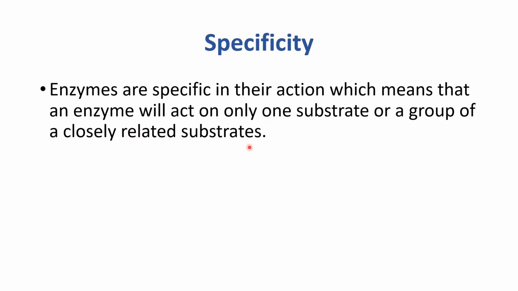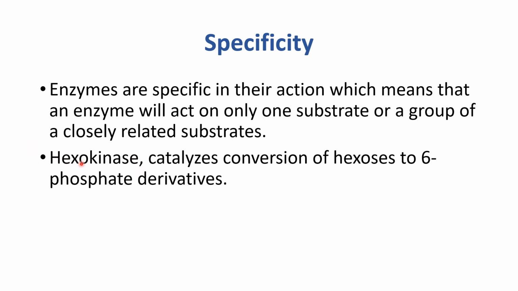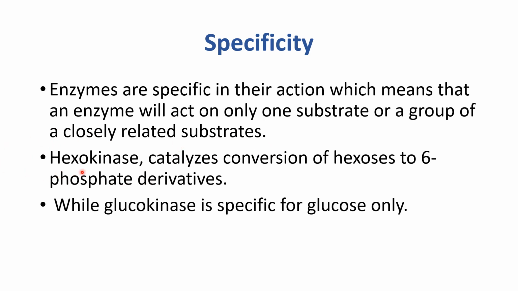For example, hexokinases catalyze conversion of hexoses to 6-phosphate derivatives. So this one will act on a group of closely related substrates, all the hexoses, while glucokinase is specific for glucose only.